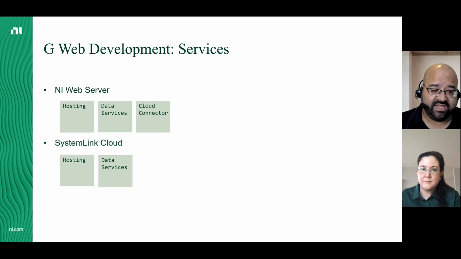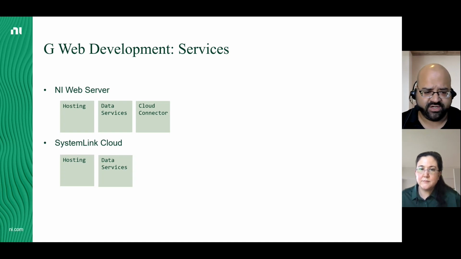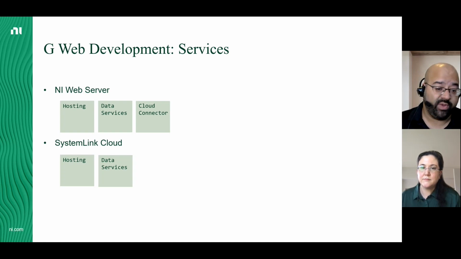So there are a couple of services that are included. For local development, there's the NI web server, where you have the whole server with the hosting and the data services all on your own machine that you control. Or there's SystemLink Cloud. That's a service that we provide where you get the same hosting and data service capabilities, but it's available on the public internet, not just on your local network.